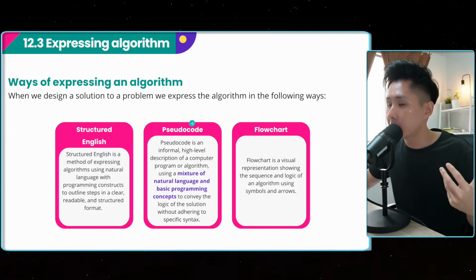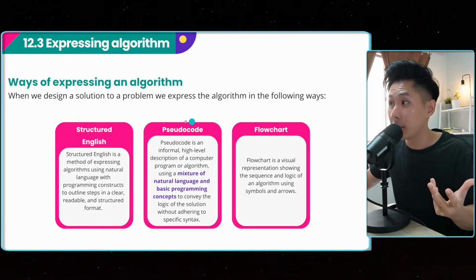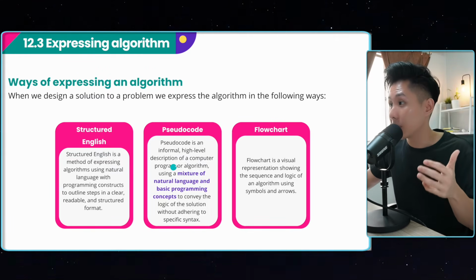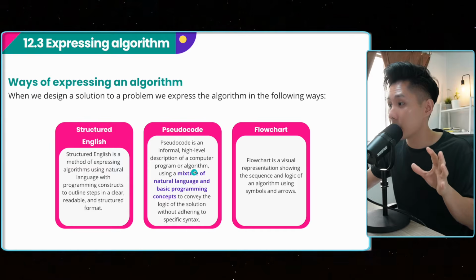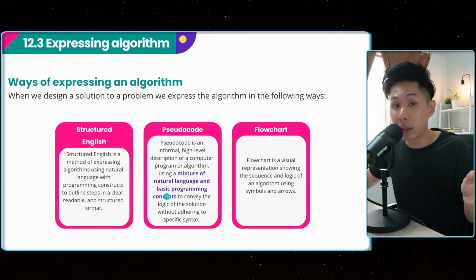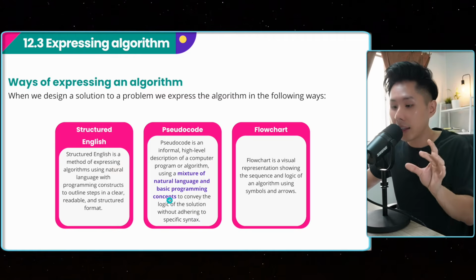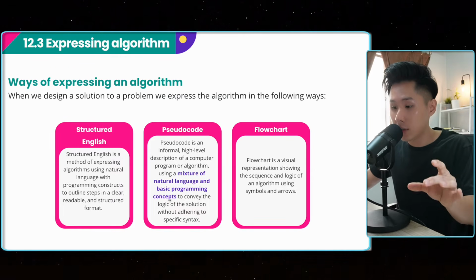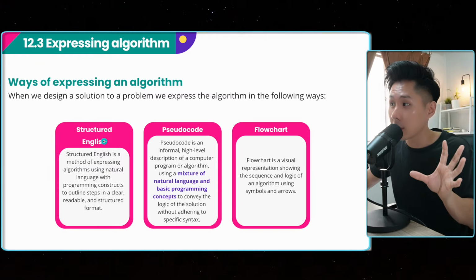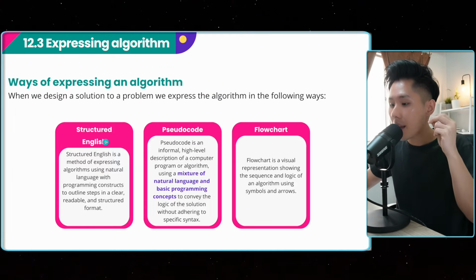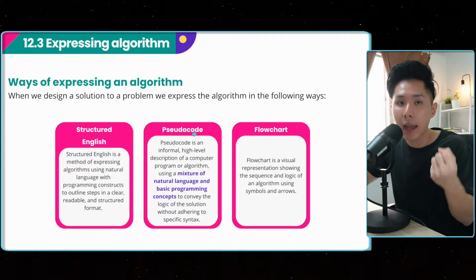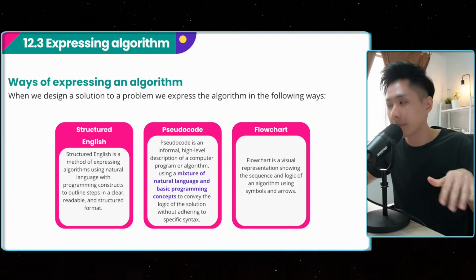And a more useful way of expressing an algorithm is called pseudocode. Pseudocode is an informal, high-level description of a computer program or algorithm using a mixture of natural language and basic programming language concepts. Think of it like a programming language that doesn't follow any particular syntax, and yet uses English to express the algorithm. So that's what we call pseudocode, a mixture of English and programming concepts.